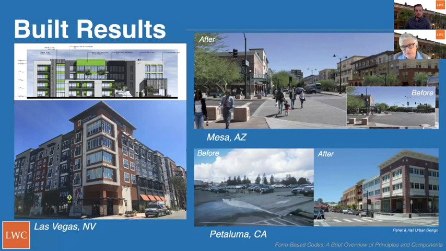The Mesa, Arizona example was a form-based code built around a light rail that transformed a very heavily auto-dominated main street to a predictable walkable space with very active frontages and very, very successful mixed-use developments of commercial on the ground floor and residences above. And similarly in Petaluma with an older code, been very successful over the years, as you can see in the image below.